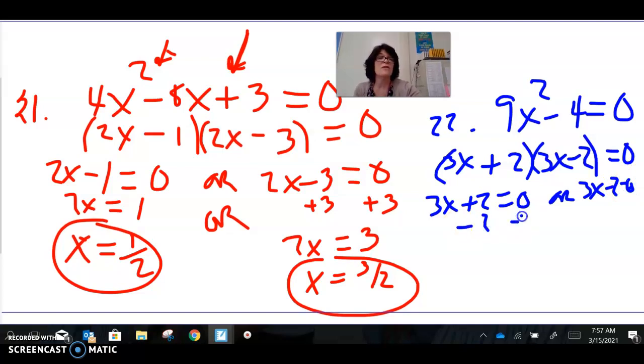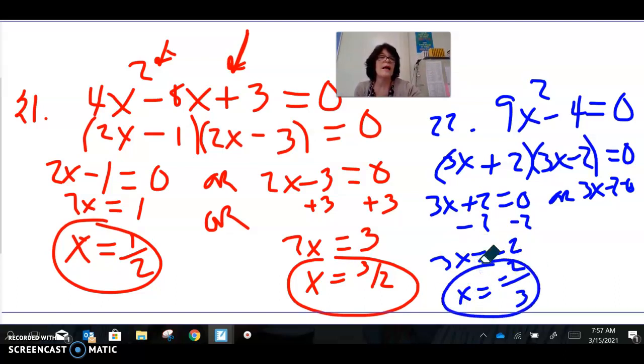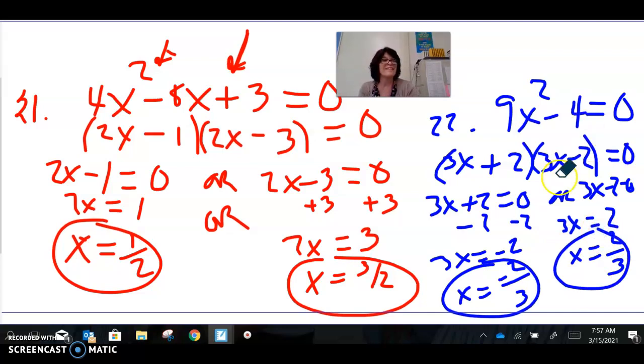I subtract 2. I get 3x equals negative 2. Divide by 3. We get negative 2/3. Over here, I'm going to add 2 to the other side. 3x equals 2. x equals 2/3. That one's not quite as bad, is it? A wasn't equal to 1, but since it was just the difference of 2 squares, not a trinomial, not 3 terms, it turned out to be a little bit nicer.